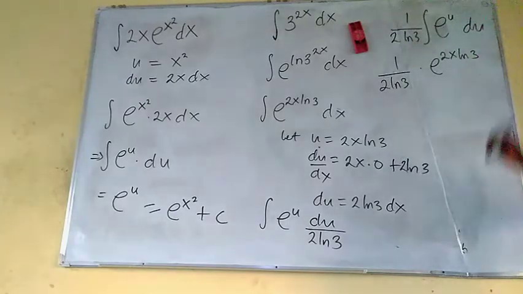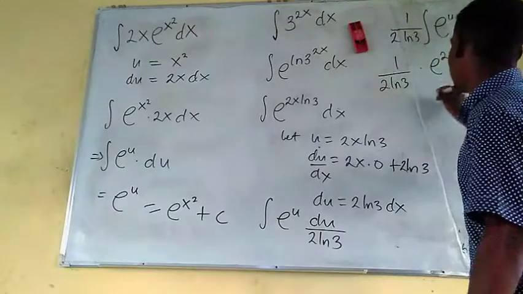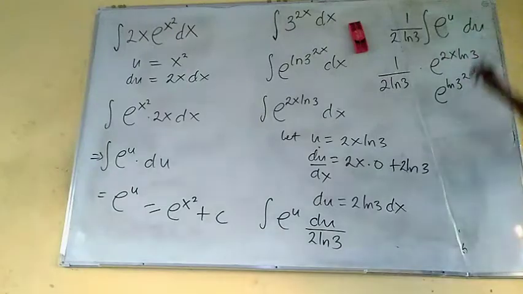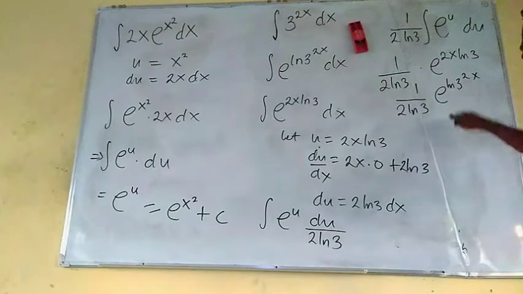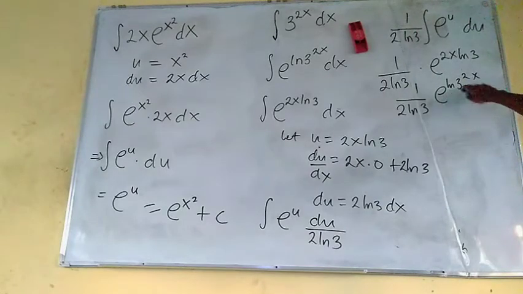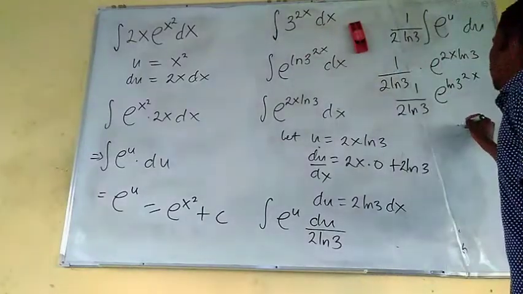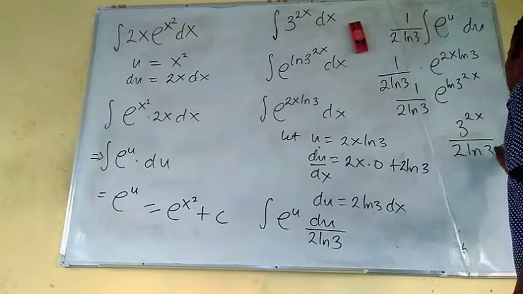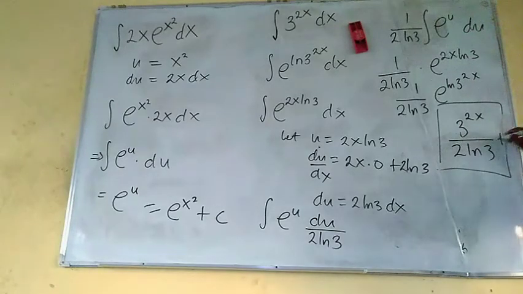We need to get back to where we came from. When we had 2x ln 3, it was gotten from 3 to the power of 2x. So we can put that back, and adding plus c remains with us. The whole of this is the same thing as 3 to the power of 2x, and the denominator is 2 ln 3. And this is the antiderivative when we add a plus c here, and we are done.